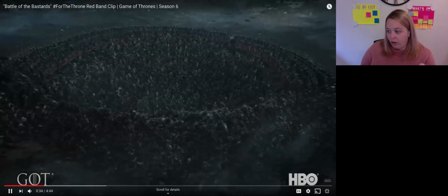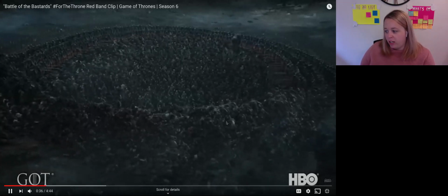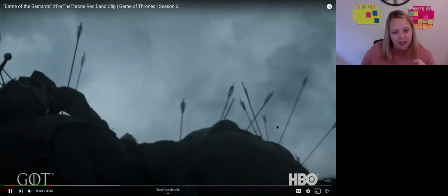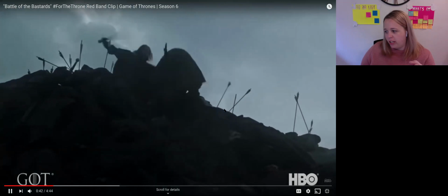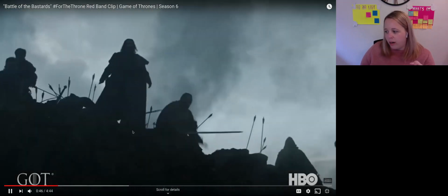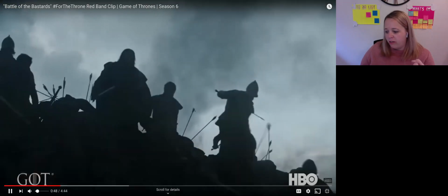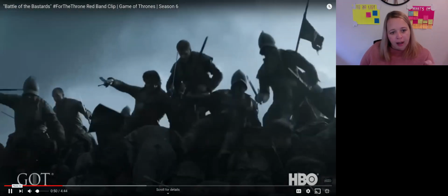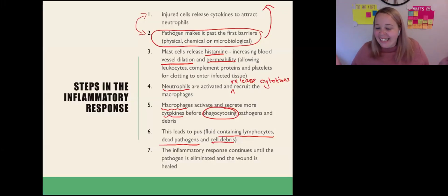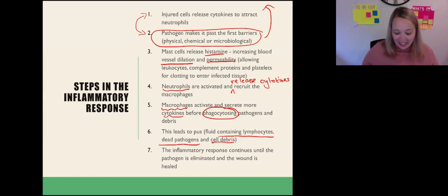But you can see all of these soldiers and there's all of these dead bodies, and that is what's happening inside your body. You've got all of these dead soldiers. Oh, no, there's another one. And they build up and up and up, and these bodies of dead white blood cells are left behind. So coming back to this, the pus is like all of the bodies in Game of Thrones.